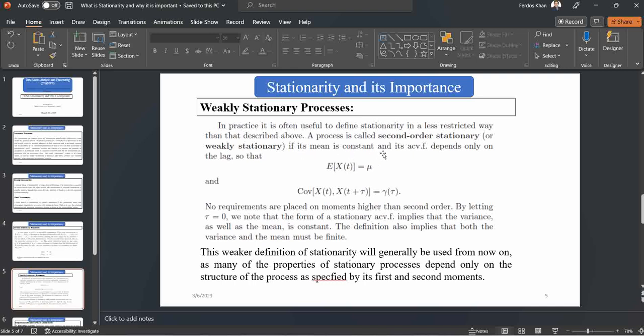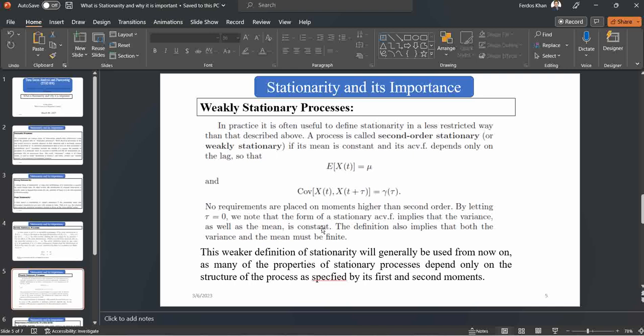A process is weakly stationary if the mean is constant and its autocovariance function depends only on the lag. That is, the mean is constant and not dependent on time, and the covariance between Xt and Xt plus tau is a function of the lag, which means the time shift. No requirements are placed on moments higher than the second order. Remember that in a strictly stationary process, the distribution should be the same, so the higher moments are also the same. By letting tau equal zero, the covariance between Xt and Xt becomes the variance of Xt. We know that the form of the autocovariance function implies that the variance, as well as the mean, is constant.